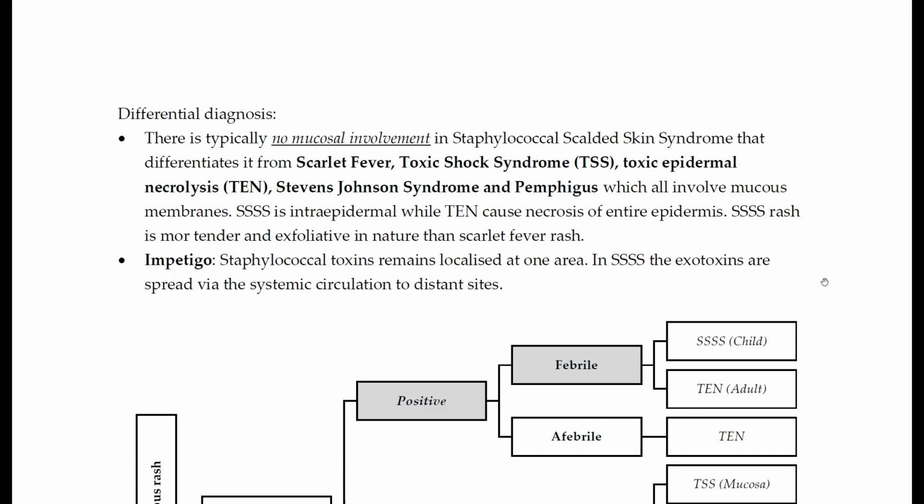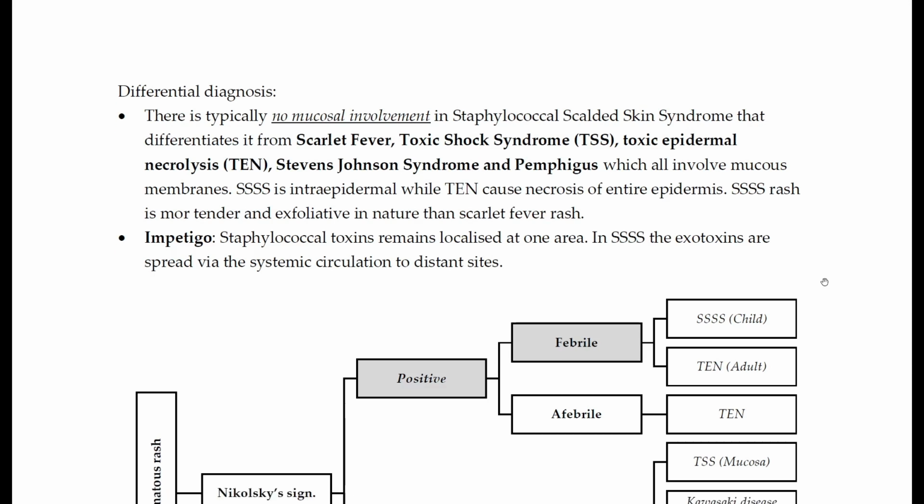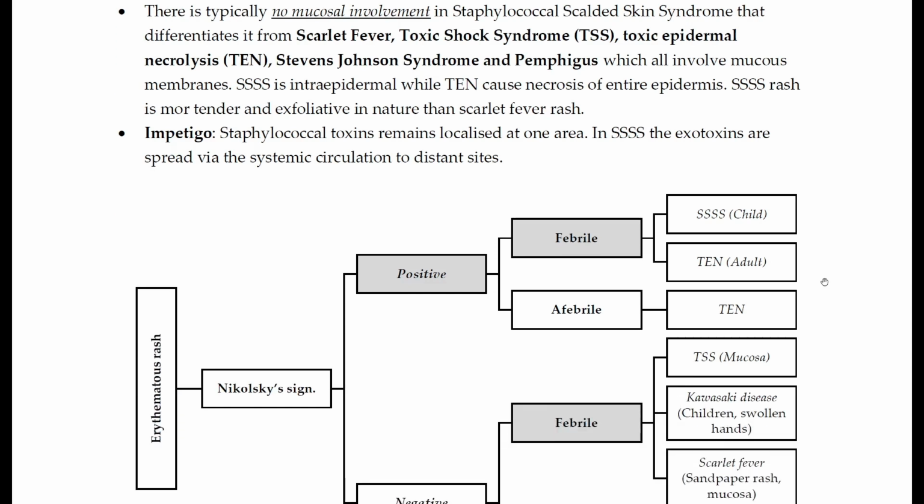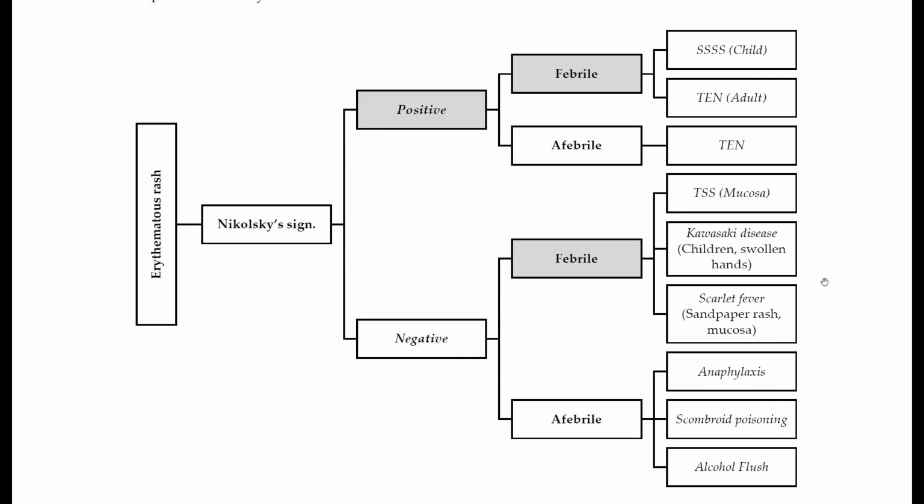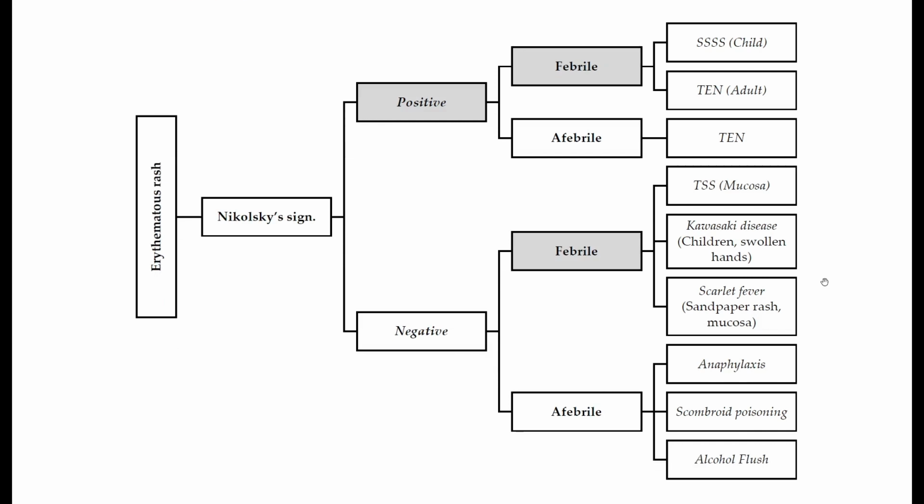Another difference is that Staphylococcal scalded skin syndrome is intraepidermal, while the topmost differential, toxic epidermal necrolysis, sloughs off the entire epidermis. The SSSS rash is more tender and exfoliative in nature than the scarlet fever rash caused by Streptococcus. Another condition which can simulate it, also caused by Staphylococcus aureus, is impetigo. But impetigo is usually localized to one particular area, while in SSSS, because the toxin is spread systemically, you can see more generalized involvement. To give you a better idea, I have made a flowchart so that we can understand how to approach a case with an erythematous blistering rash with Nikolsky's sign positive and negative.